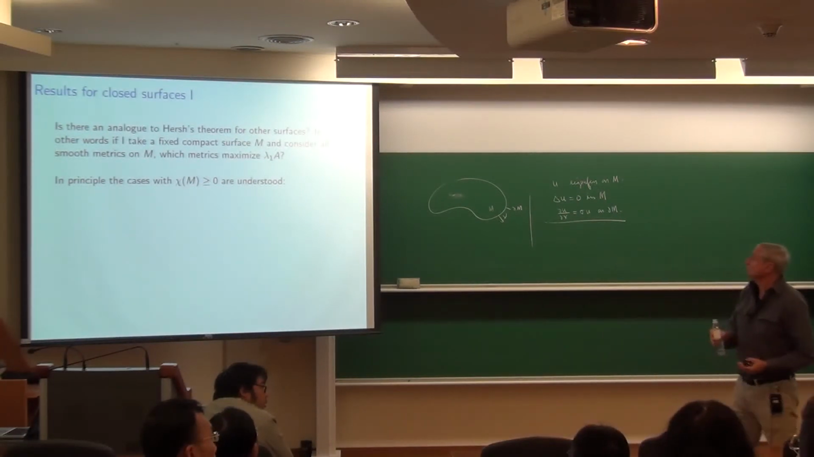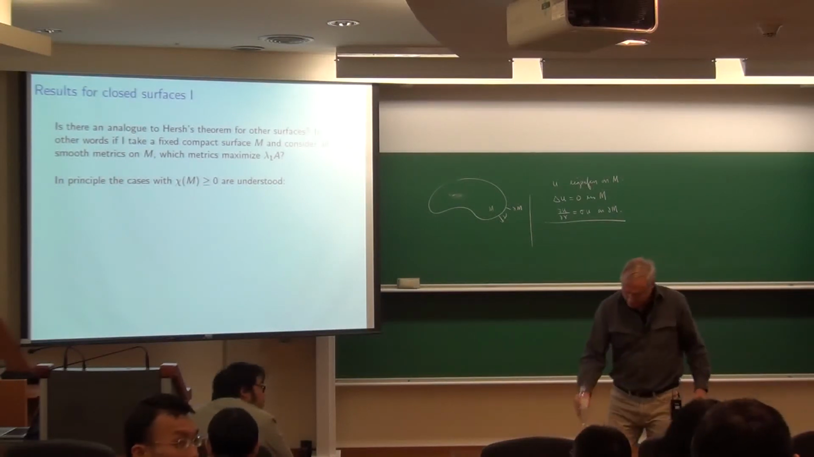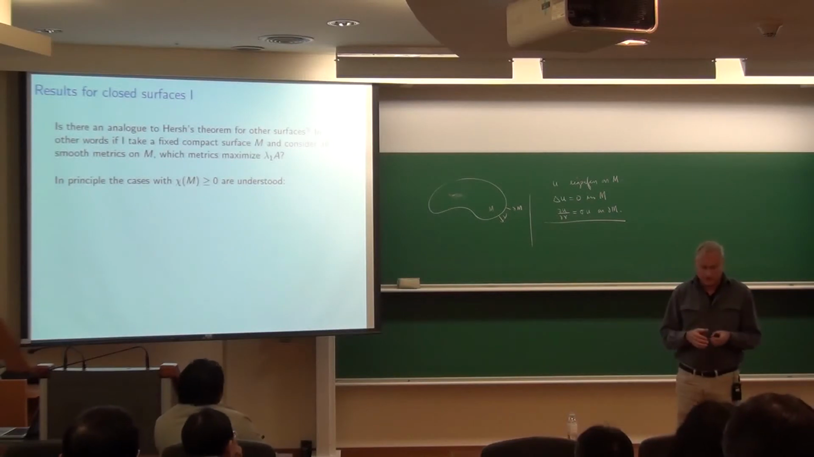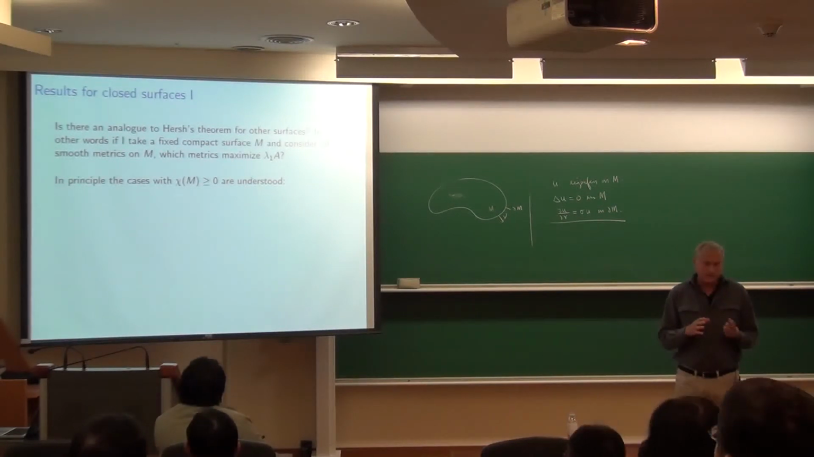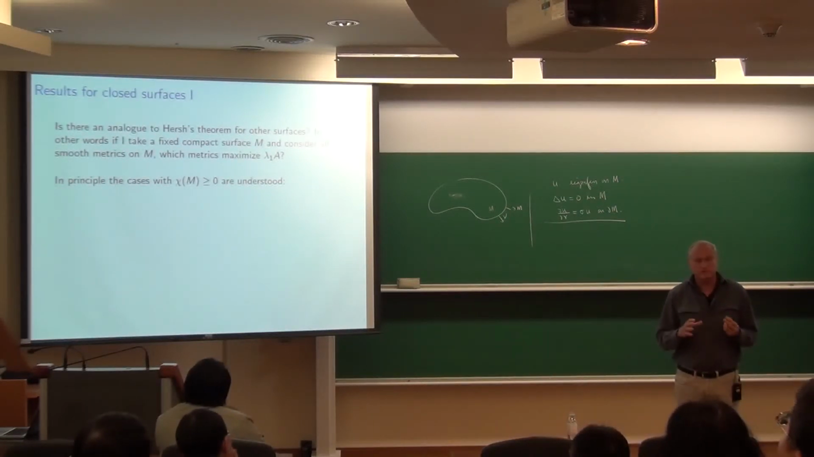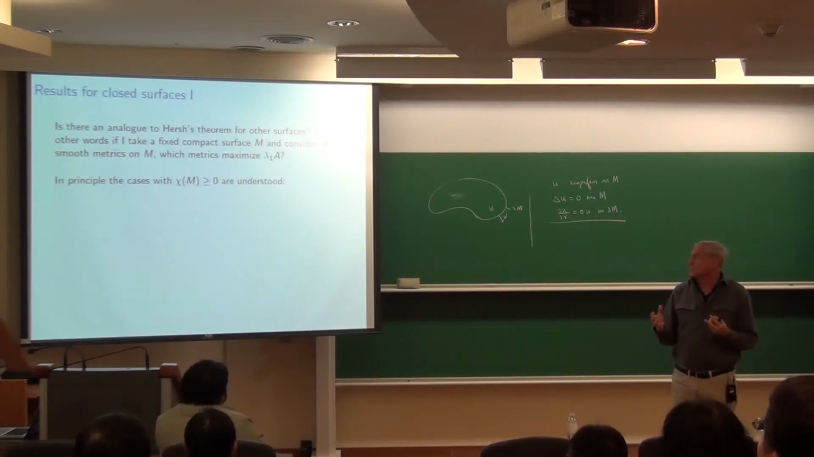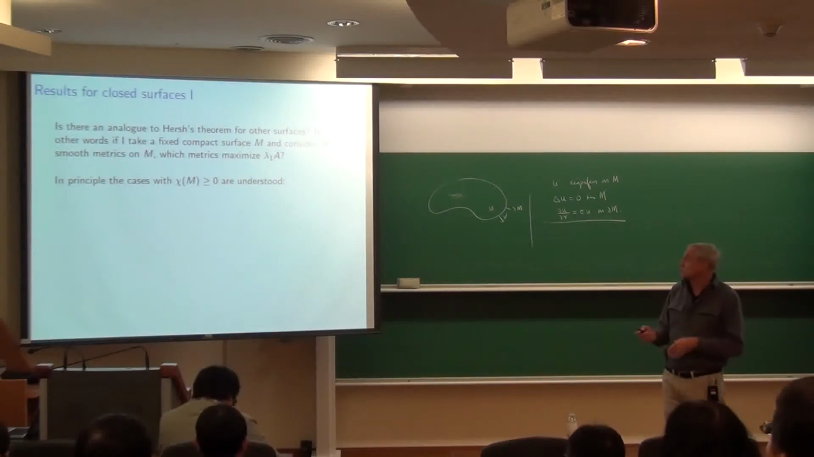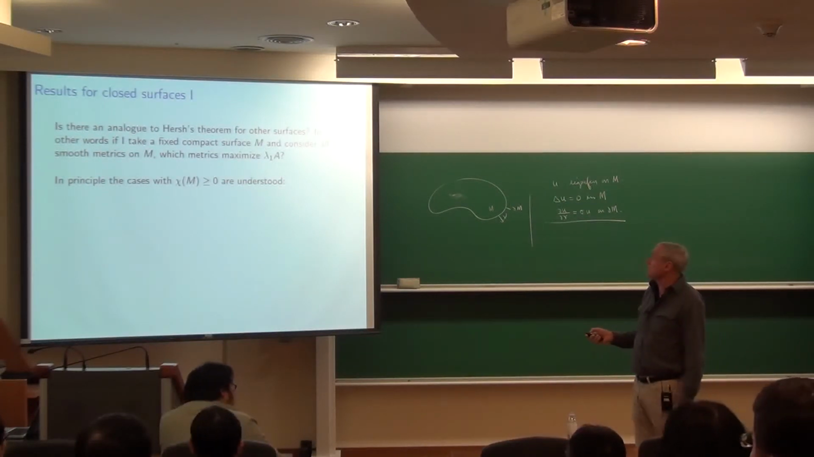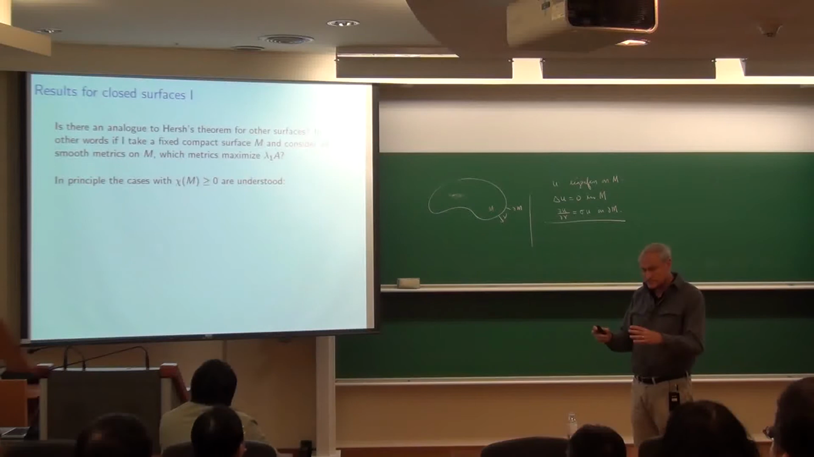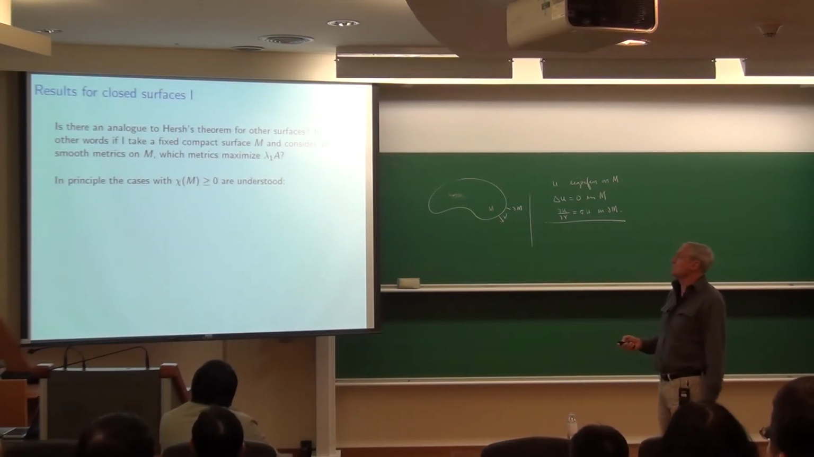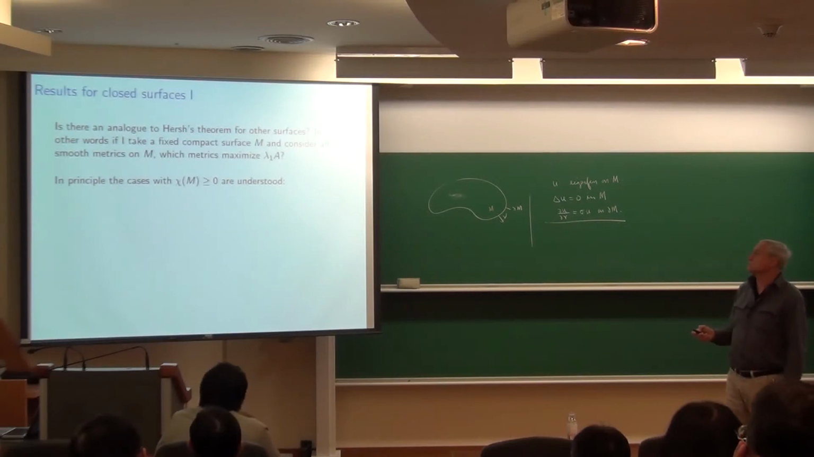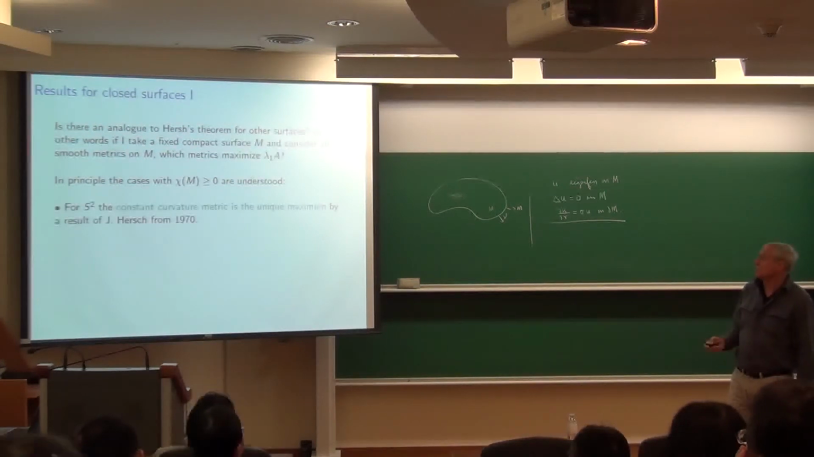Okay, right. So based on Hersch's theorem, it's very natural to try to extend this to other surfaces. Suppose I take a smooth surface which is not S2, a torus or a higher genus surface, then can I maximize? So if I fix the area, can I maximize lambda 1? And actually there's really a lot of literature on this. It's a rather non-trivial problem.